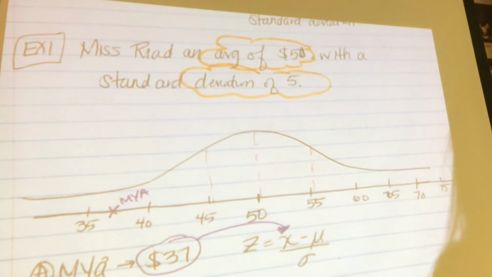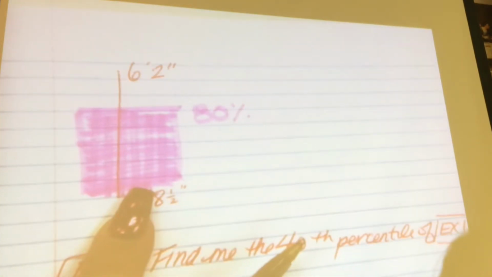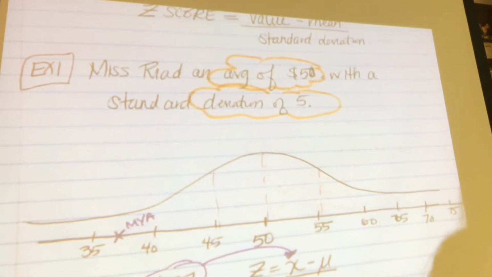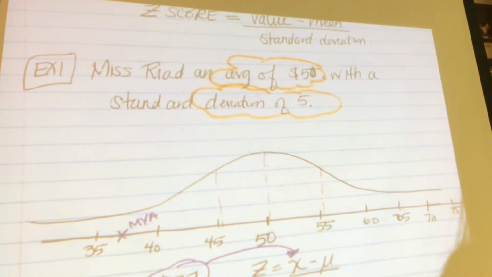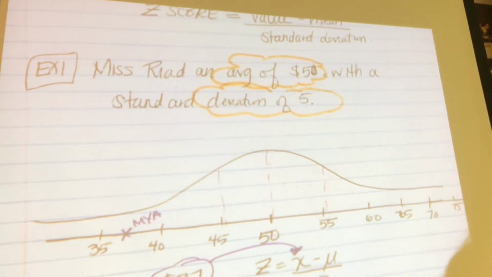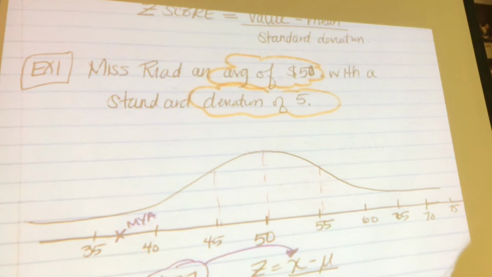Don't yell it out. Think. If I want the 40th percentile, what do I want from here? Based on what we just talked about here. Talk to your group members. What do I want when I'm talking about the 40th percentile? What do I want from here? John, what do you think?